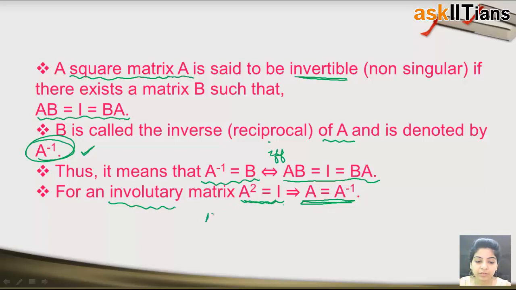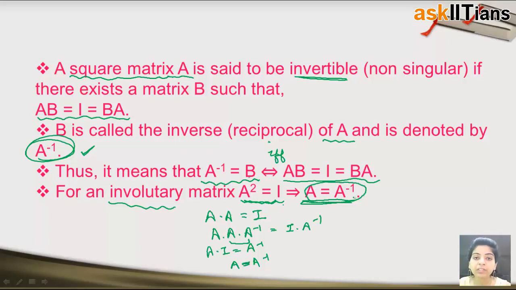How do we get this? In fact, you can write A square as A into A. This is equal to I. If I multiply both sides by A inverse, then we have I into A inverse. Now see, A into A inverse is I. We have already discussed if B is inverse of A, then the product AB is I. So A into A inverse is I. So I have A into I is A inverse. So I have A equal to A inverse. This is how we get it from the definition. So you need to remember, in case of involutory, its inverse is the matrix itself.